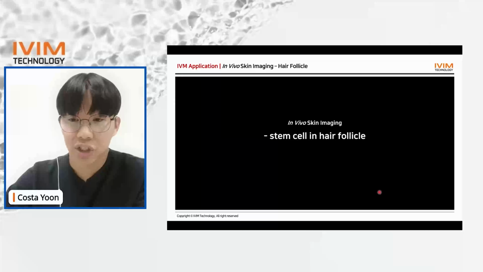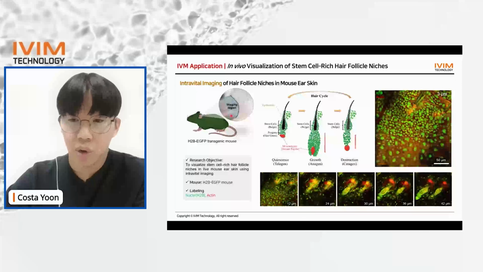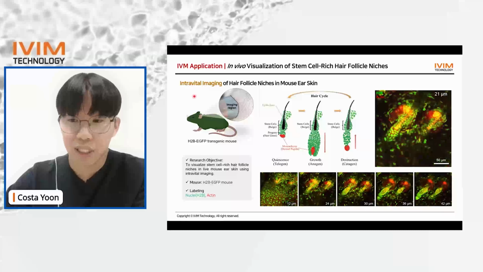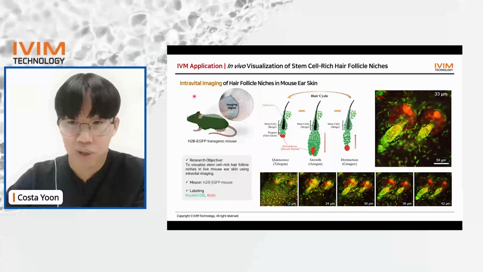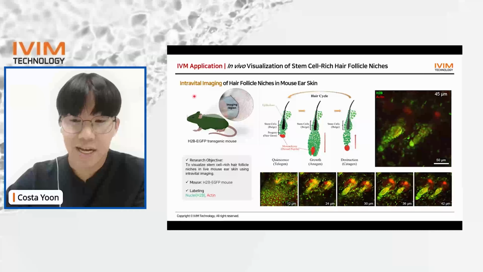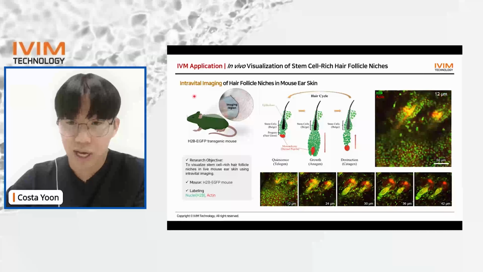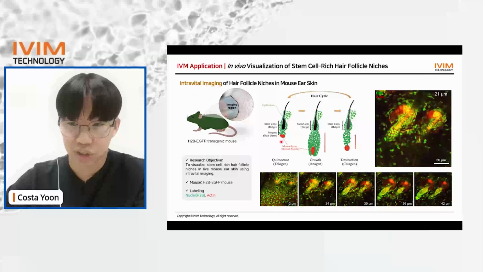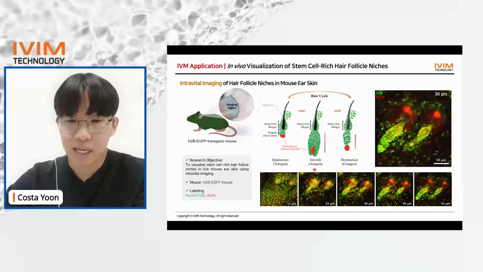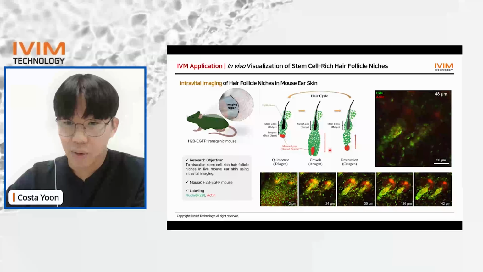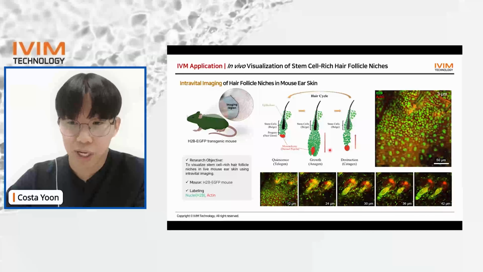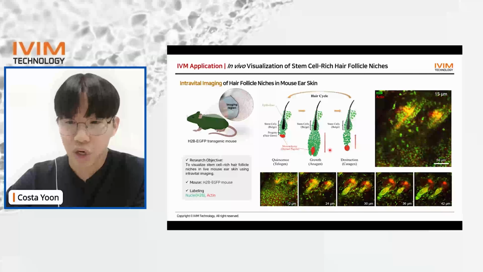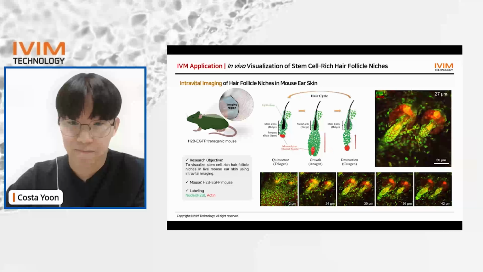First, I'd like to show you an example of hair follicle imaging. Hair loss research is another field in which active drug development is currently taking place. This experiment was designed to visualize hair follicles and the surrounding stem cell niche, which contains the stem cell responsible for hair regeneration and the microenvironmental signals that regulate them.